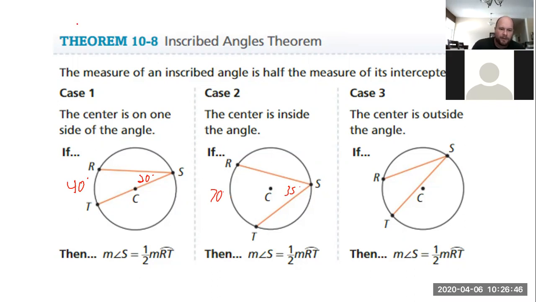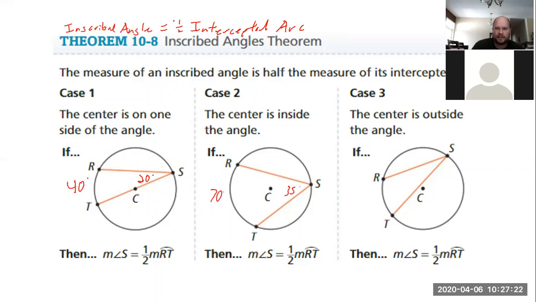So the main idea here, and I'm going to write this a little bit different up here at the top: the inscribed angle is equal to half the intercepted arc. Now, you can also reverse that so that you could say that the intercepted arc is double the inscribed angle.